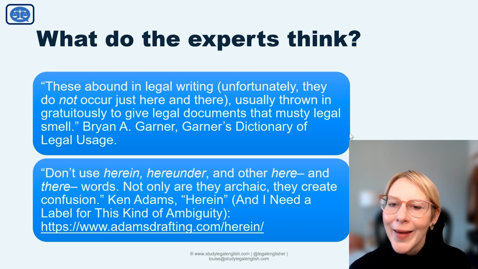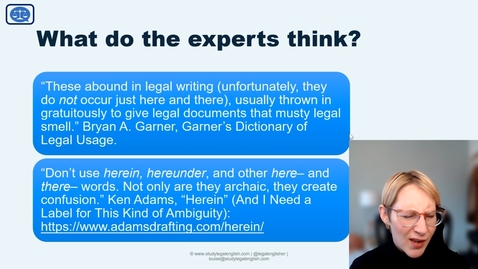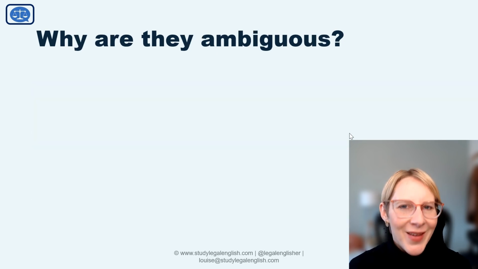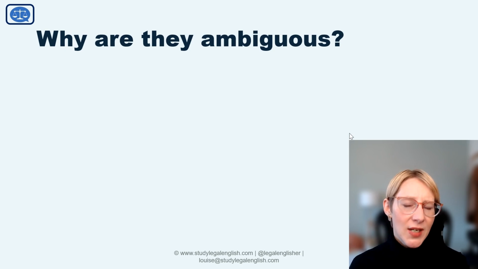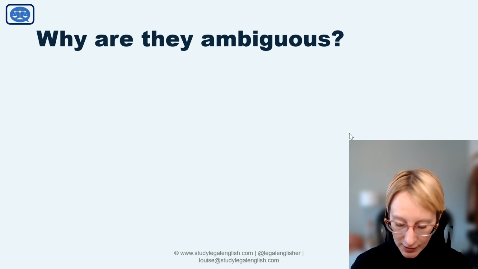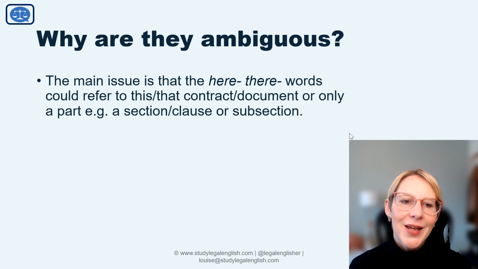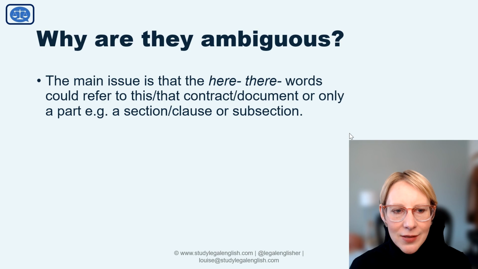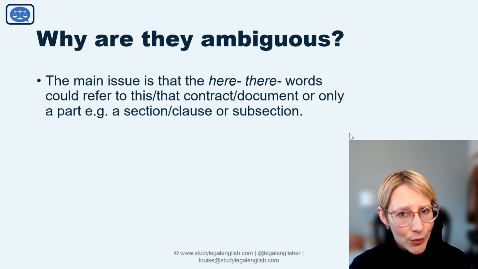But why? If you're still thinking, but I quite like these words, I want to use them. Why are they ambiguous? This is something that you need to pay attention to if you are still wanting to use these words. The main issue is that the here, there words could refer to this or that contract, document, or only a part of it. For example, a section, a clause, or subsection. And this is a real ambiguity.